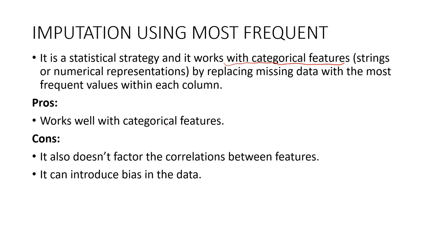Pros: it works well with categorical data, categorical features. Cons: it also doesn't factor in the correlation between features. Correlation, you need to understand, is a statistical term. It gives the strength of the relationship between dependent and independent variables. We have very good separate videos for correlation.